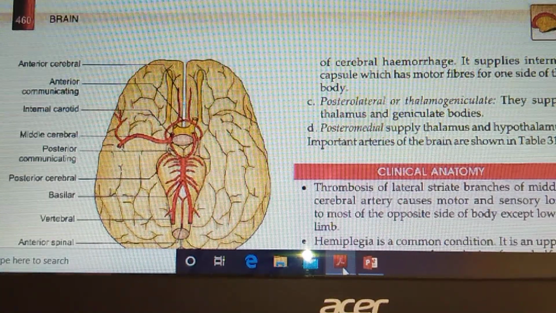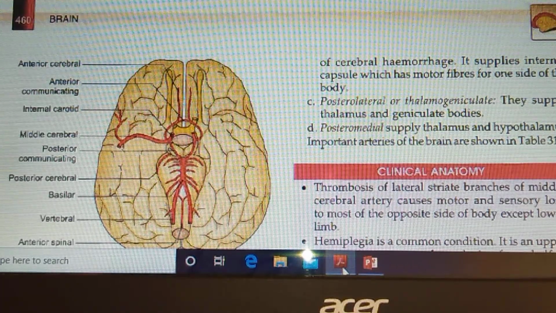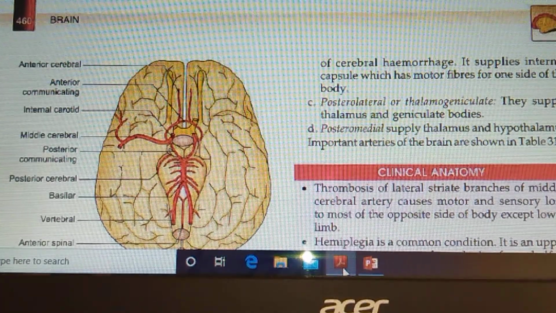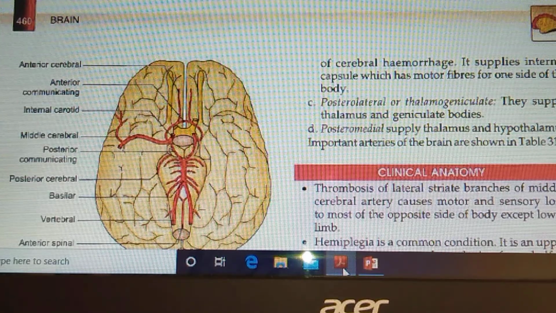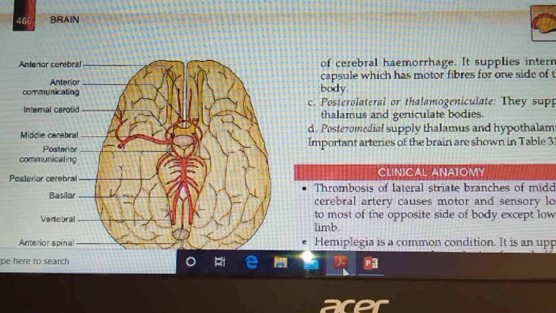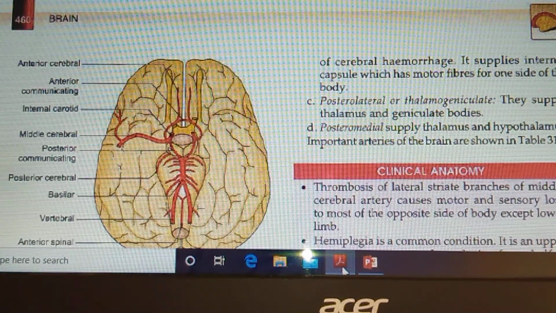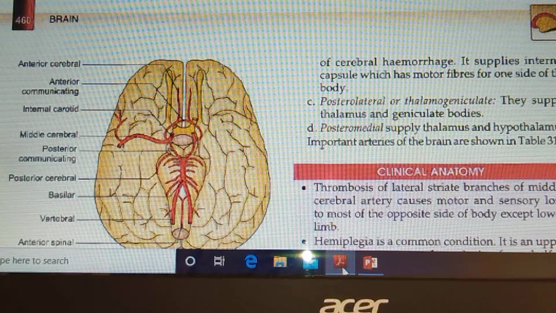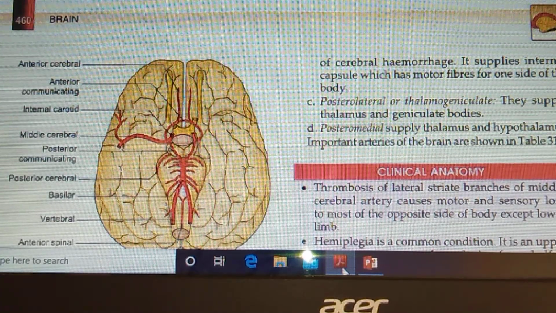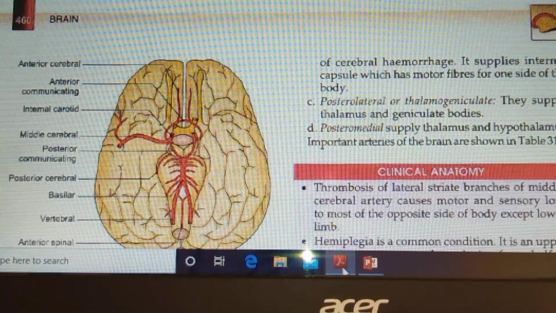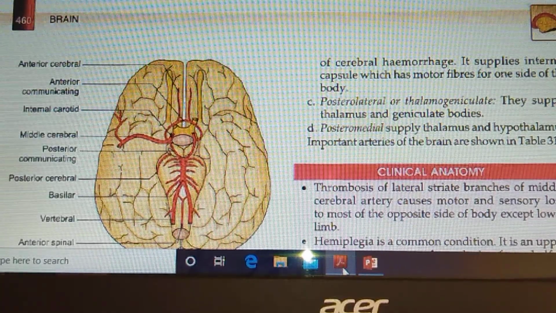The circulus arteriosus attempts to equalize the flow of blood to different parts of the brain and provides a collateral circulation in the event of obstruction to one of its components. So it is providing a collateral circulation. There is hardly any mixing of the blood streams on the right and the left sides of the circulus arteriosus.